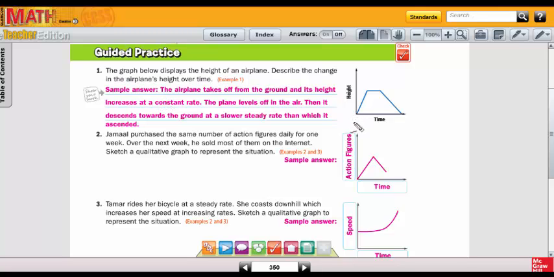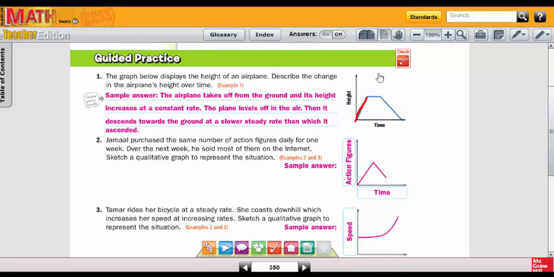As you can see here, the airplane takes off from the ground, so it starts out at 0 height, and its height increases at a constant rate. The reason we know it's a constant rate is because we have a straight line here, because this line from here to here is straight. The plane levels off in the air. We know that because it does not gain any altitude.